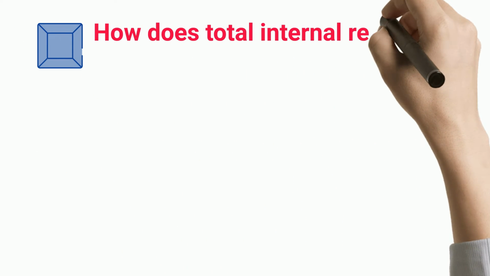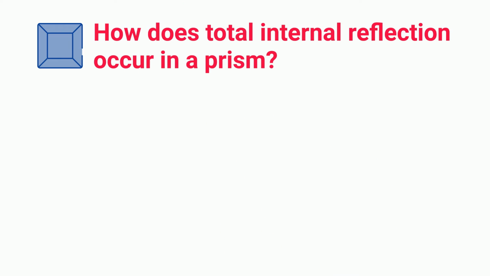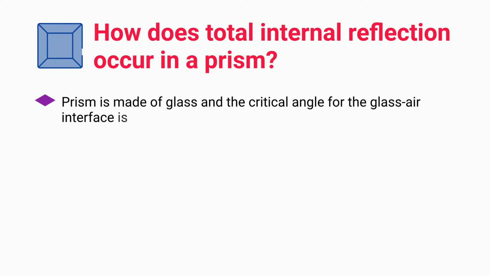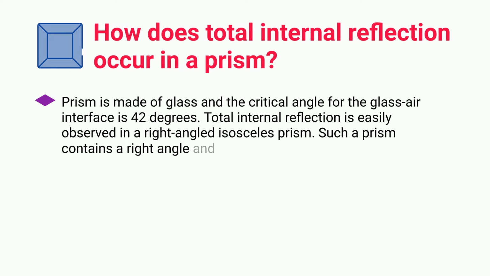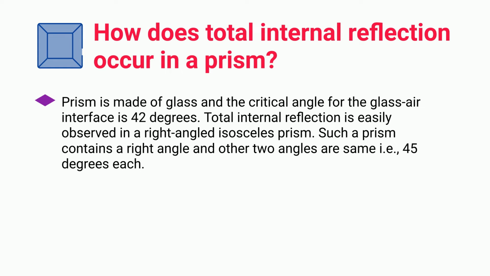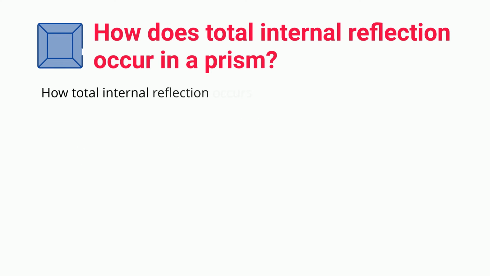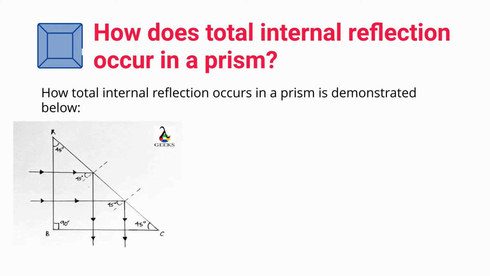How does total internal reflection occur in a prism? Prism is made of glass and the critical angle for the glass-air interface is 42 degrees. Total internal reflection is easily observed in a right-angled isosceles prism. Such a prism contains a right angle and the other two angles are the same, i.e., 45 degrees each. How total internal reflection occurs in a prism is demonstrated below.